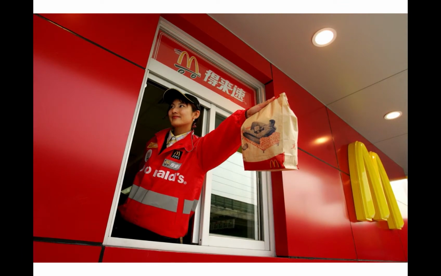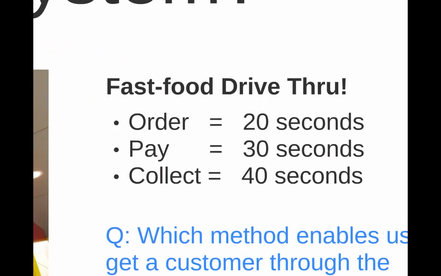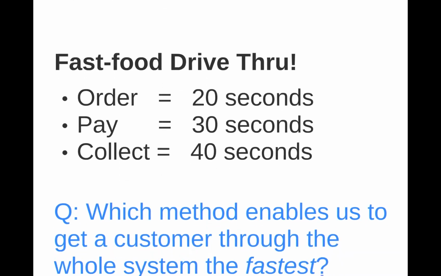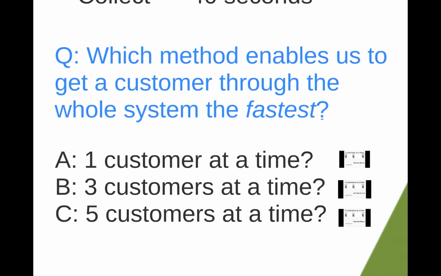So let's look at an example at McDonald's. Have you seen some of them have a point where you order, then you get to the next window and you pay, and then the next window you pick up your food? Well, let's say, for example, that at the first window it takes you about 20 seconds, at the next window to pay 30, and then to pick it up, that's 40 seconds. Which method is going to enable us to get the fastest through from ordering all the way through to the end? Is it A?